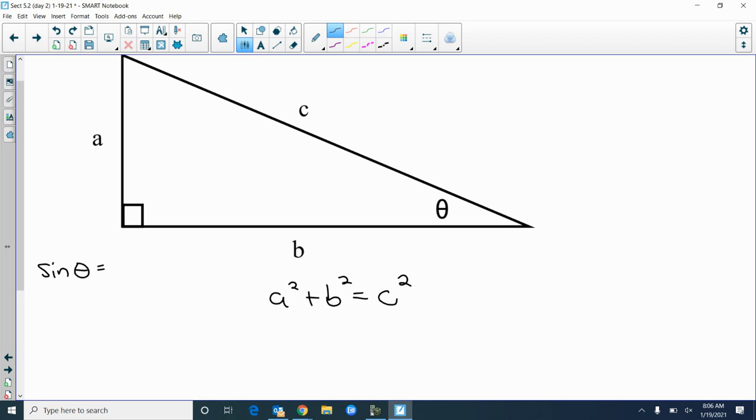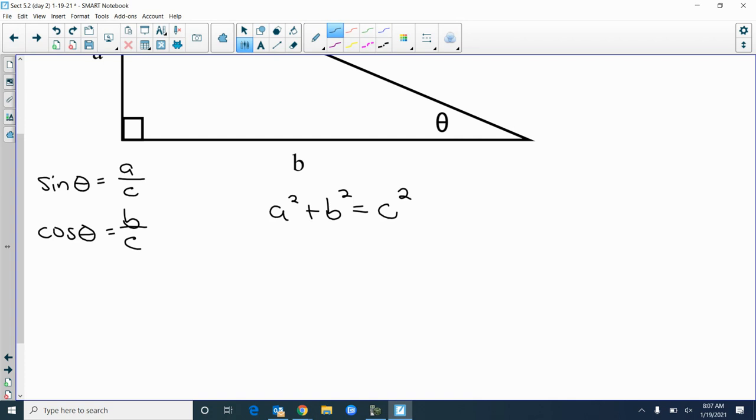All right, what does the sine of theta equal on that triangle? Abby, what's the sine of theta equal? The ratio. A over what? Make sure you do opposite over hypotenuse. So A over C. What's the cosine of theta equal to, Gavin? What's the cosine of theta? What is the ratio for the cosine of theta on that triangle? B over C. All right, we're going to use that here in a second.